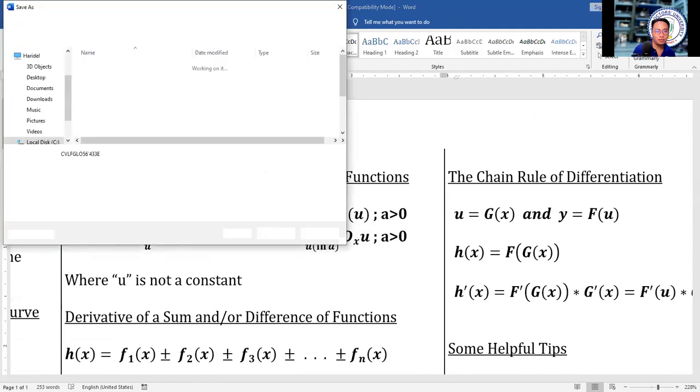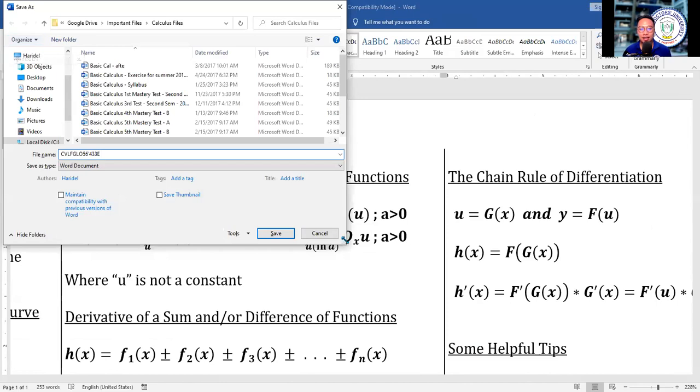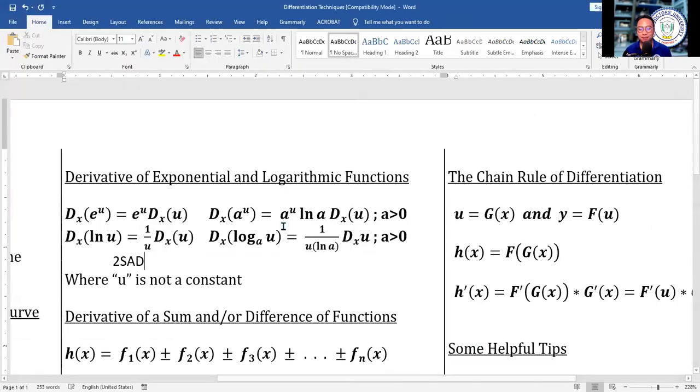Sorry, one moment. I dropped my book. Cancel. We're going to take the derivative. That's okay, Christian. We're going to discuss the derivative of exponential and logarithmic functions. Okay, so let's take this first.